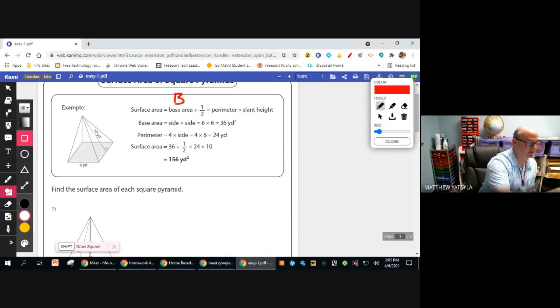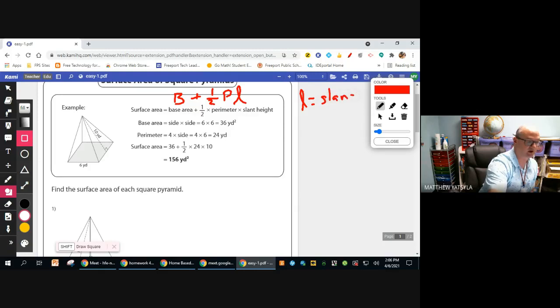So the surface area of a square pyramid, we're going to take our base area, which in this case is going to be counted as B. Again, B for base, plus 1/2 the perimeter times the slant height. Now, the symbol for slant height is this L. This means the slant height.